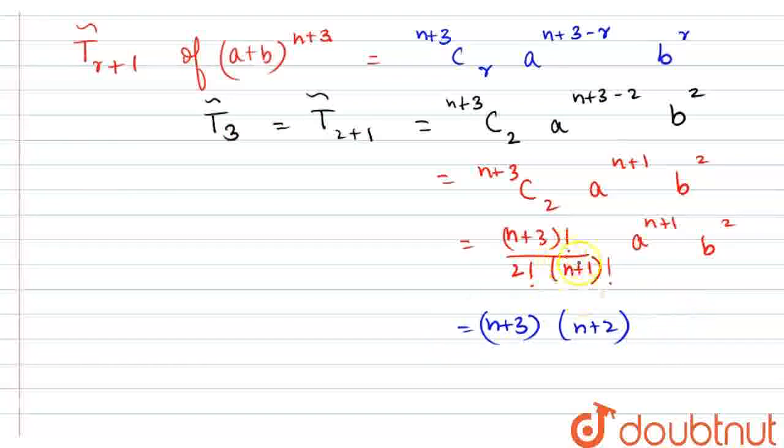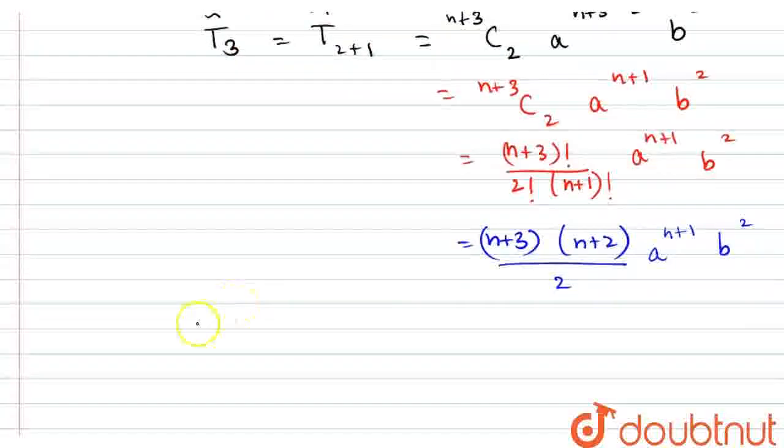into n plus 1, and n plus 1 will get cancelled here because this will be n plus 1 into 1 in the denominator. So n plus 1 and n plus 1 will get cancelled by this. Left is 2 factorial, that is 2 into 1, 2. a raised to n plus 1 and b raised to 2.